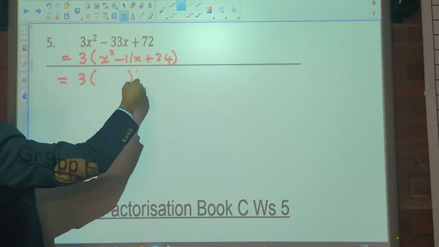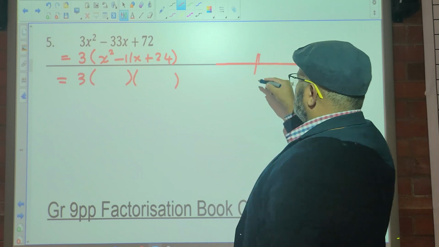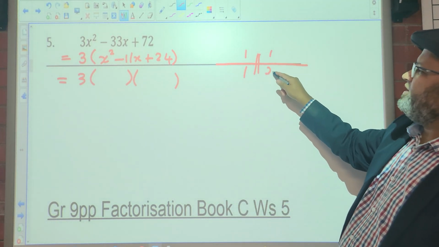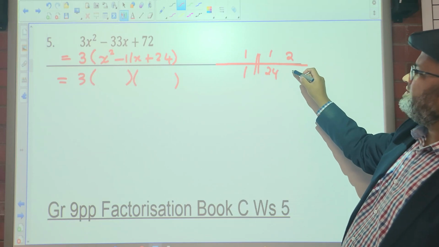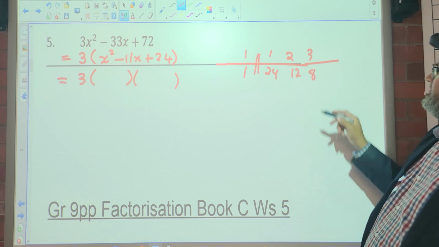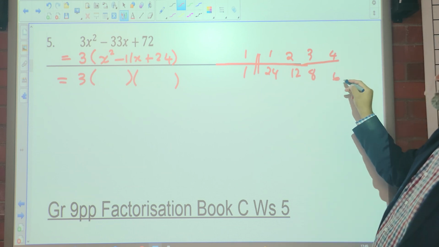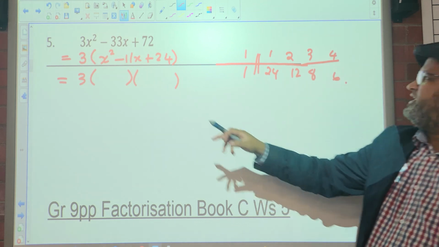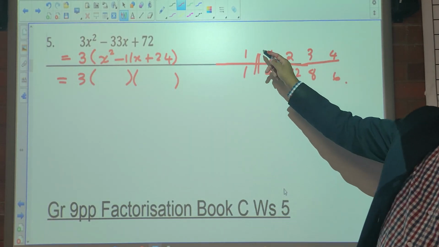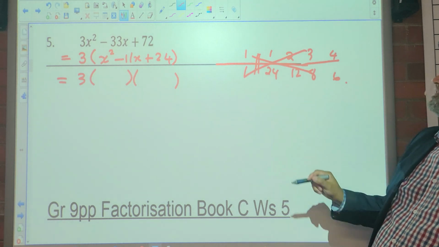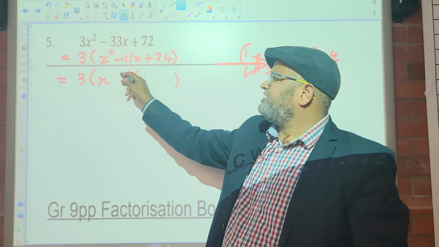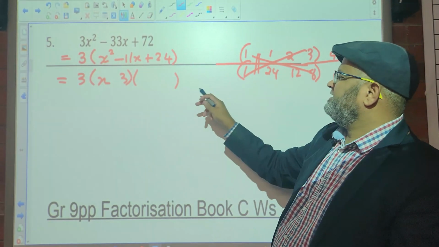As you can see, it's a trinomial again. What goes on the line? 1 and 1 on the left, and on the right hand side 1 and 20, 2 and 10, 4 and 5. You must end up with 11, not so? Do we add or subtract our products? We add, so 3 plus 8 is 11. So in the bracket goes an x and a 3, and then an x and an 8.